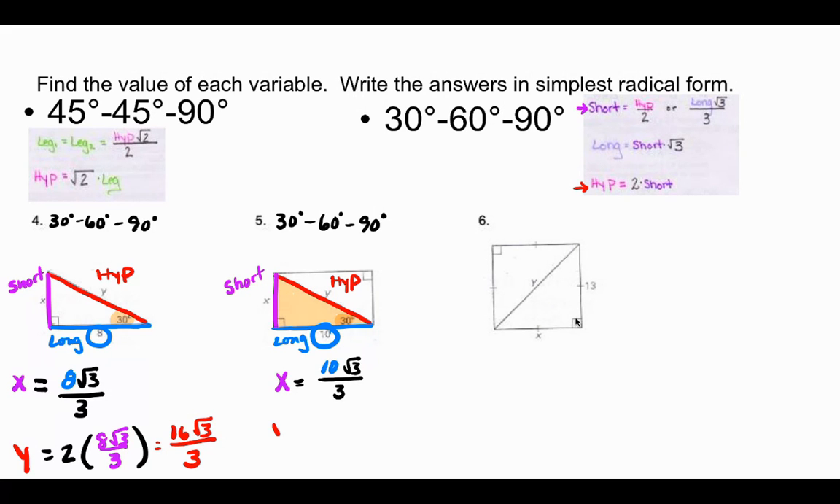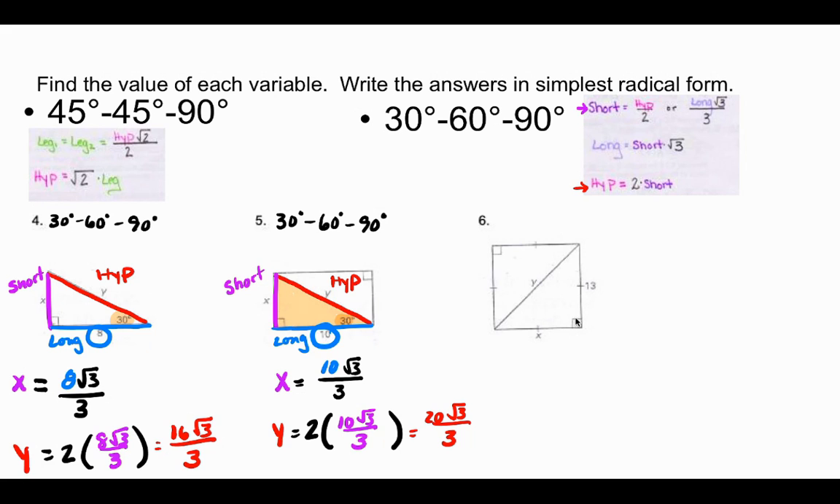The hypotenuse will be calculated by taking 2 times the value of the short leg. So we're going to do that 10 square root of 3 over 3. We do the 2 times the 10 and keep everything else. And that is the value of our hypotenuse.